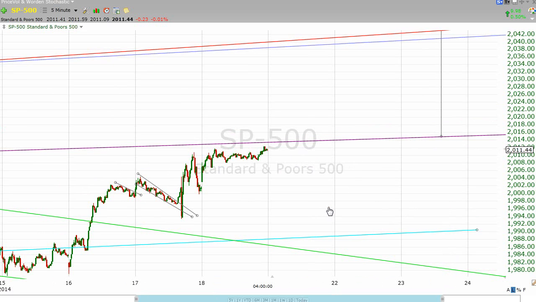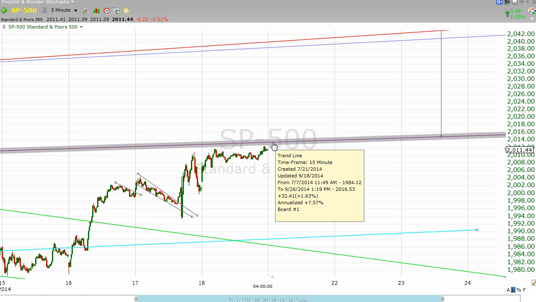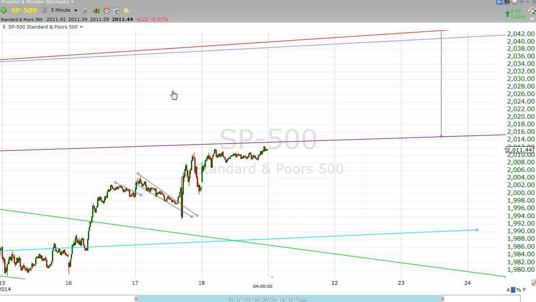You can just see that resistance, and you can also see how each attempt at it produced a little bit less of a return back on the sell side. So it looks like this thing could be ready to go. So let's keep our fingers crossed, see if maybe we break out over that tomorrow. That would certainly be nice.